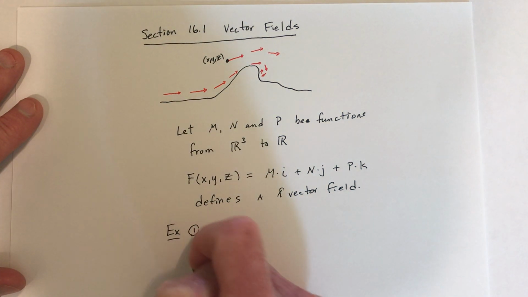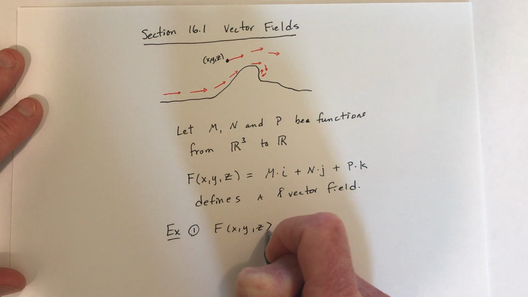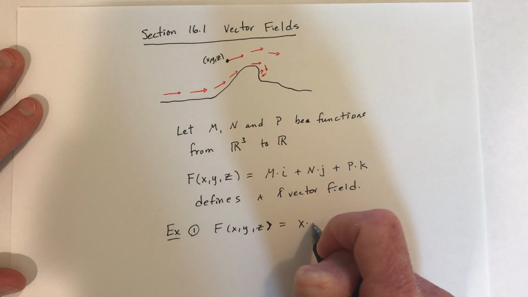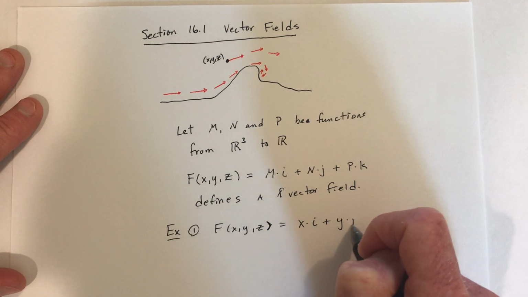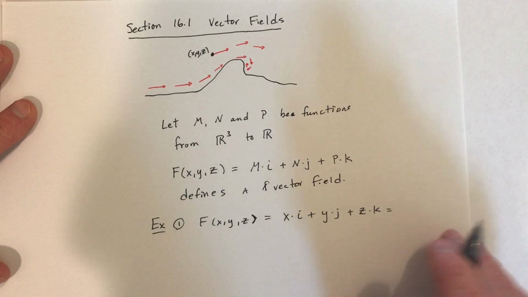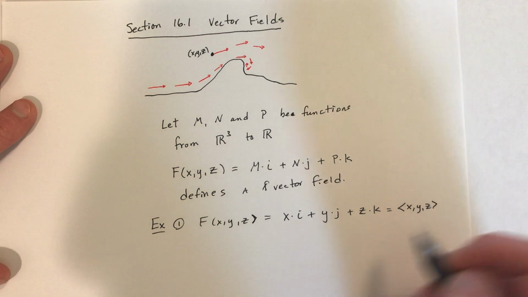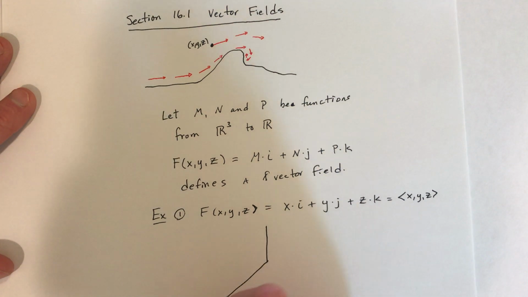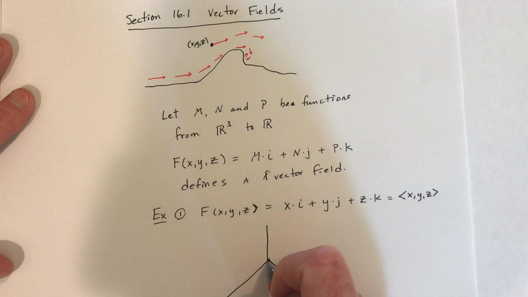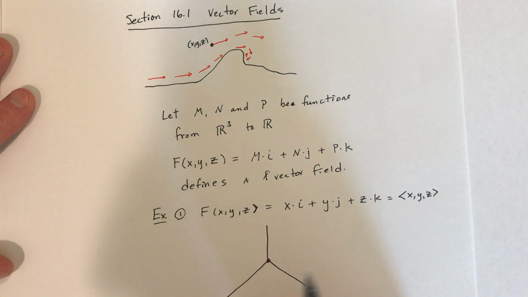So for example number 1, pretty much the simplest one there is, at any point x, y, z, the vector is going to be x for the i part, y for the j part, and z for the k component. Or if, like me, you prefer this notation, the vector is x, y, z. So what if we graphed that in 3 dimensions? At the point 0, 0, 0, you plug in 0, 0, 0, the vector is going to be 0, 0, 0. So it's that vector.